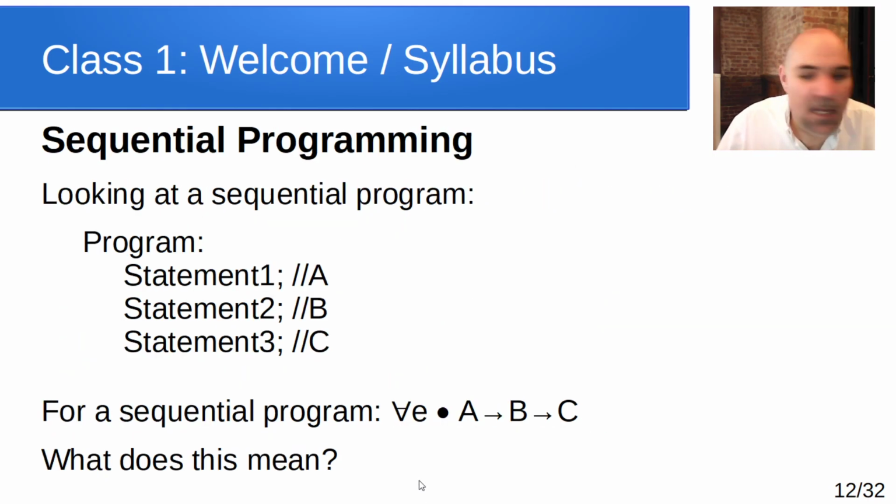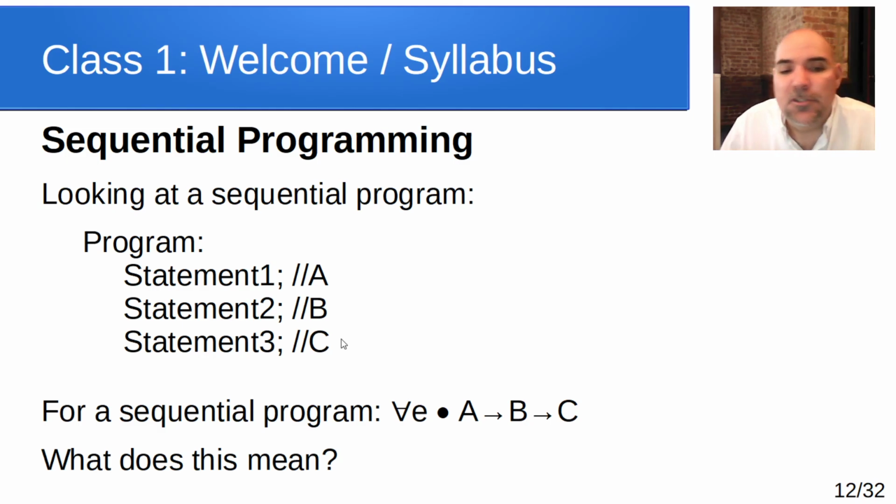All right, so let's look at a little sample sequential program here. This doesn't really do anything. This is like a trivial abstraction of a program. But here's our program. It has three statements: Statement 1, Statement 2, and Statement 3. And it basically does those one, and then the next, and then the next.